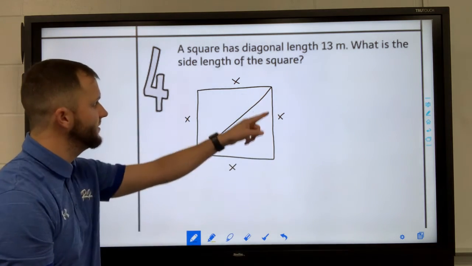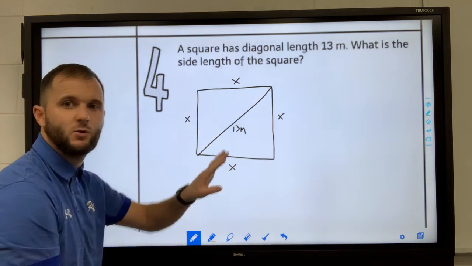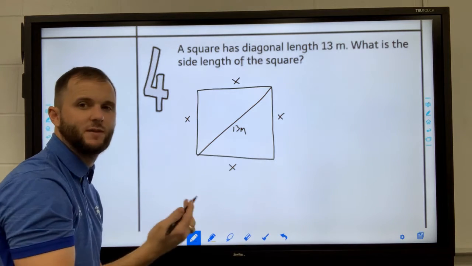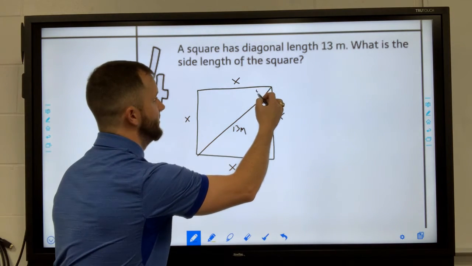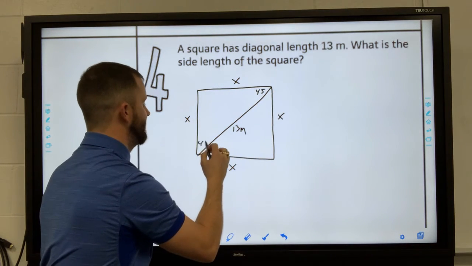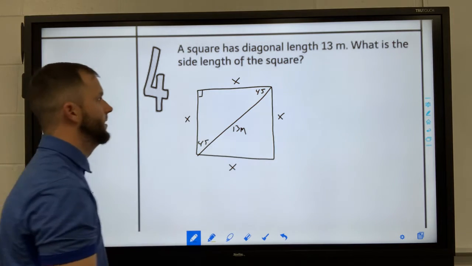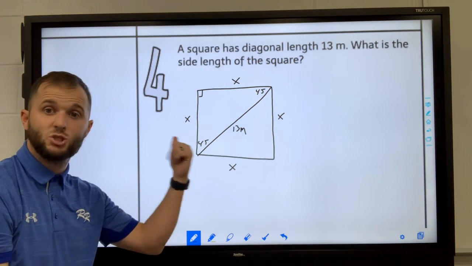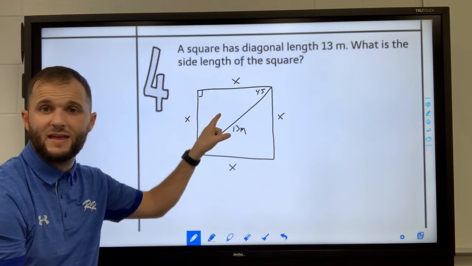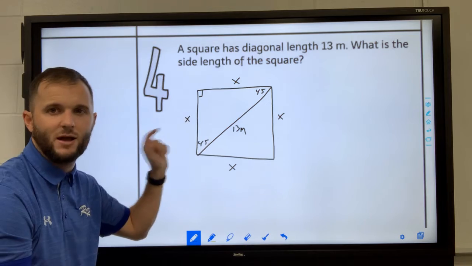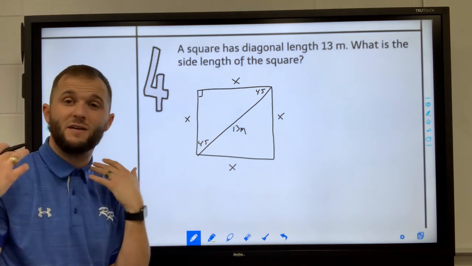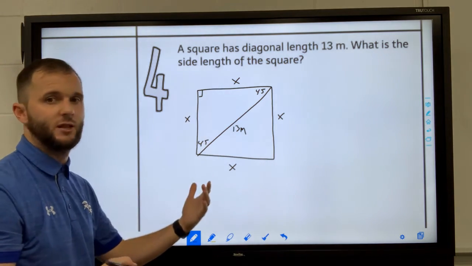Well, I know that every single one of these angles all the way around is 90 degrees. So if I draw a diagonal, it's going to cut those in half. So that means this is going to be 45. And this is going to be 45, which makes this 90. So with that being said, I have a square with a diagonal that cut that into a 45, 45, 90 right triangle. So again, 45, 45, 90 has that special relationship.